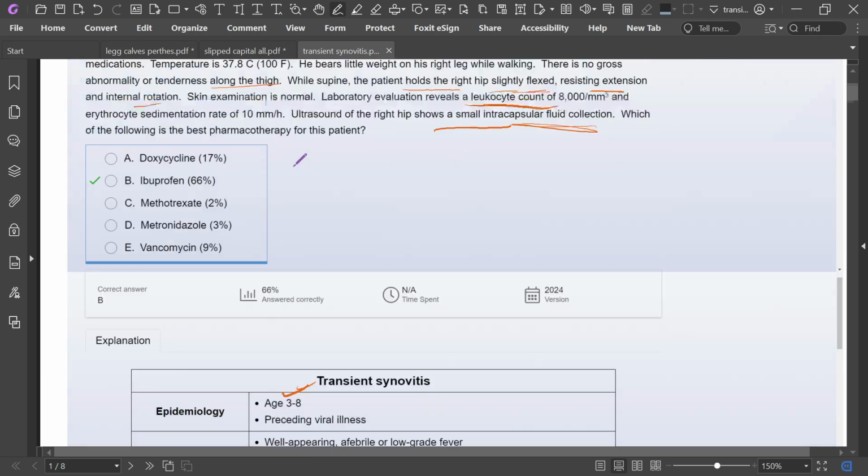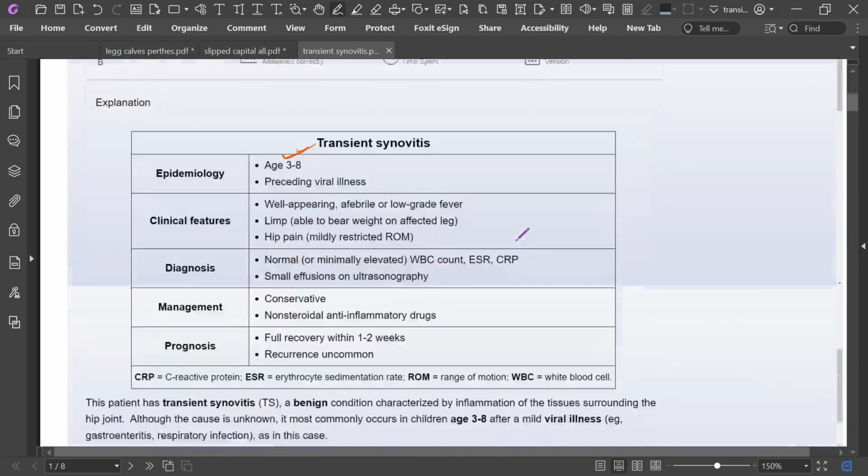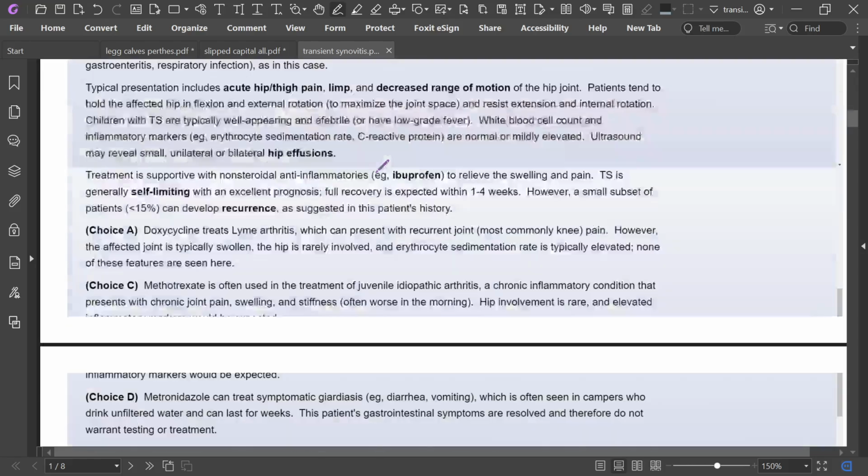It happens after a viral infection or after a trip. Management is conservative, and it fully recovers. Recurrence is uncommon.